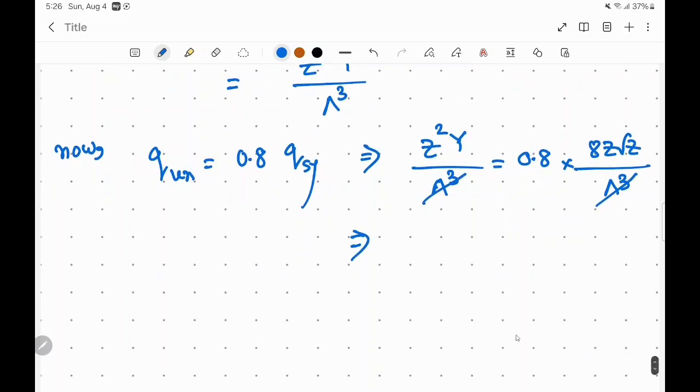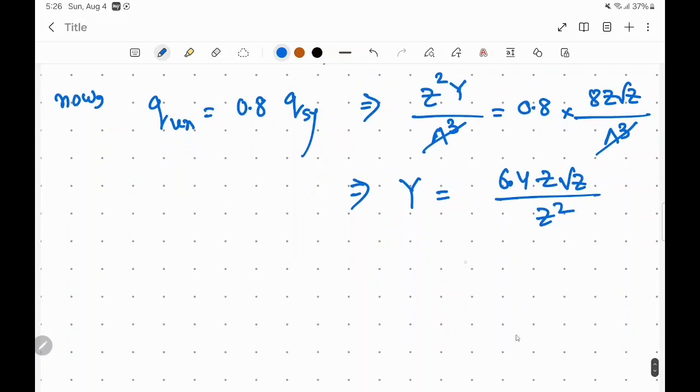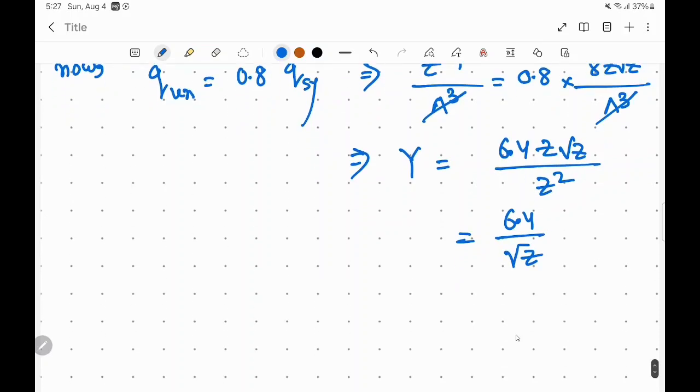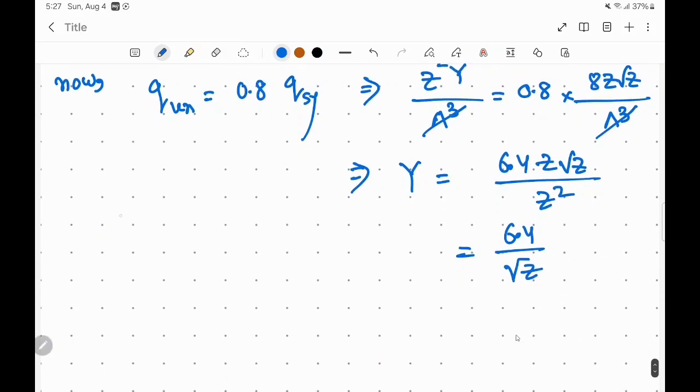So from here you can calculate the 8. So it is 6.4 into 1, z will be cancelled out. So let me write it. Z divided by z square. So it is 6.4 into root z by z. Why 6.4? 8 into 0.8. So this is the value of y. So 6.4 by root z.